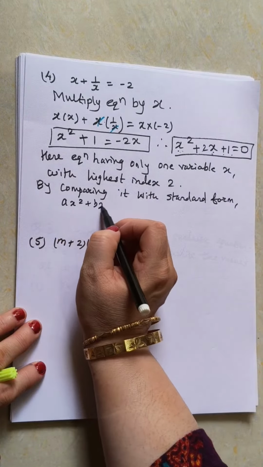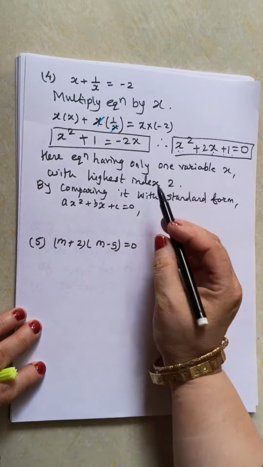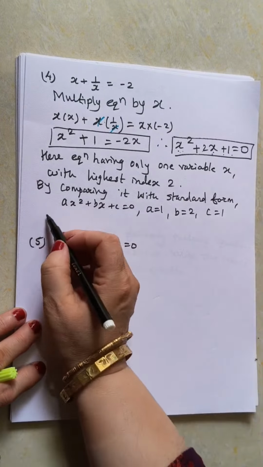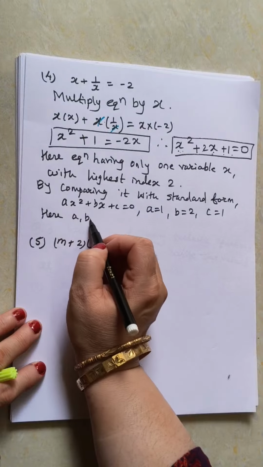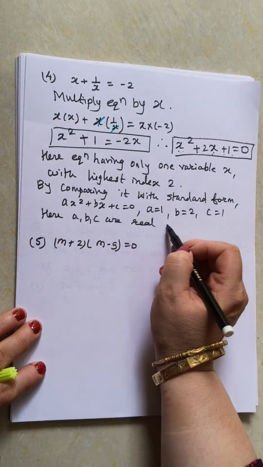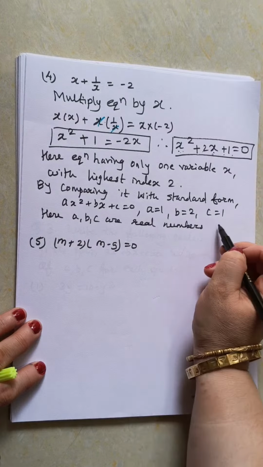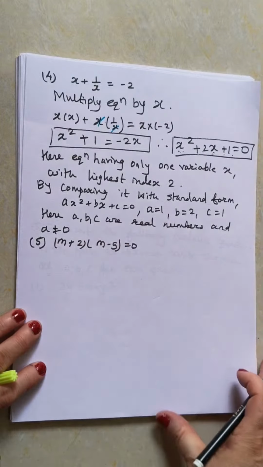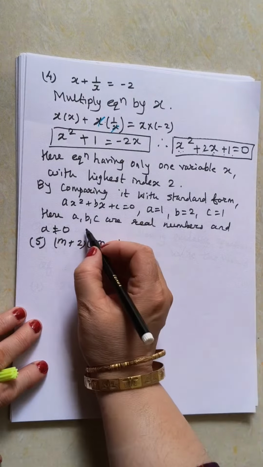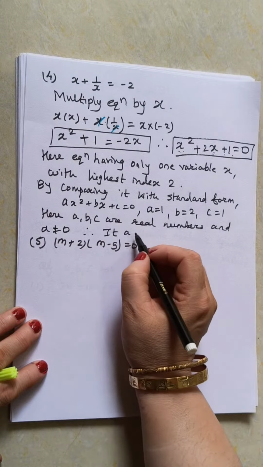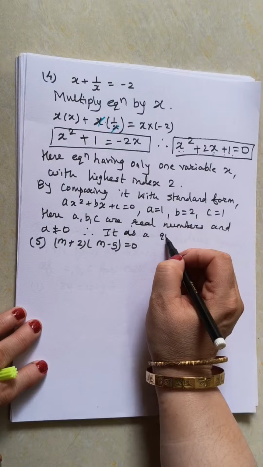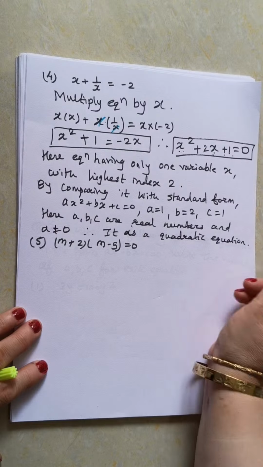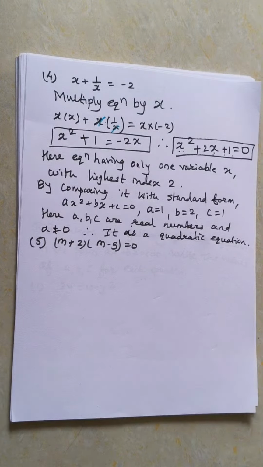Ax square plus bx plus c is equals to 0. What will be a? That is 1. B will be 2 and c will be 1. So here a, b, c are real numbers and a is not equals to 0. A is 1 which is not equals to 0. Therefore it is a quadratic equation. Okay everyone, let me explain again if you are not getting.